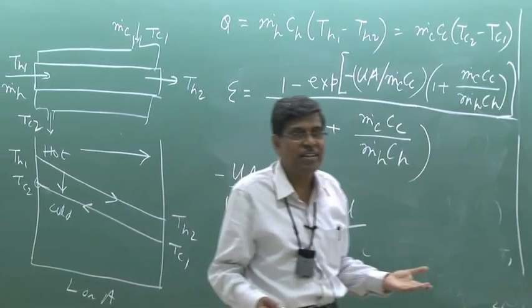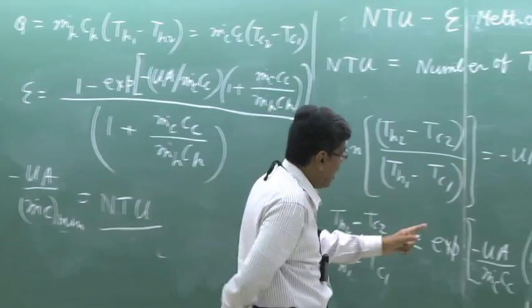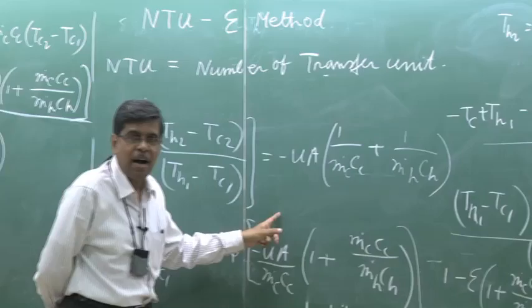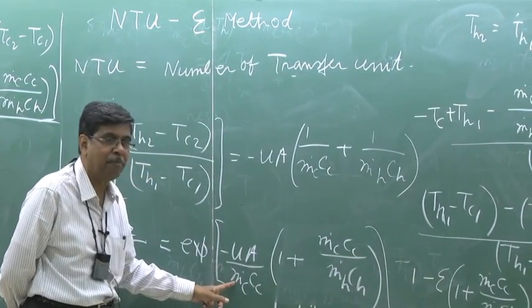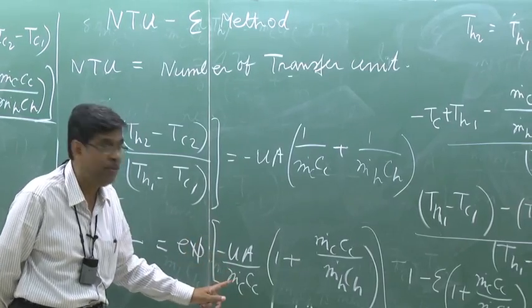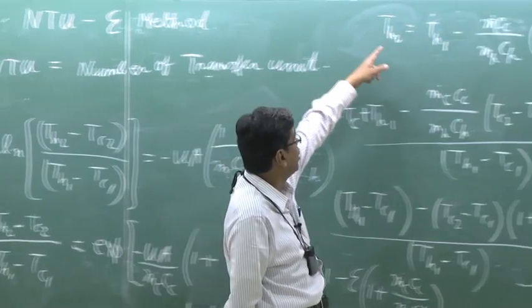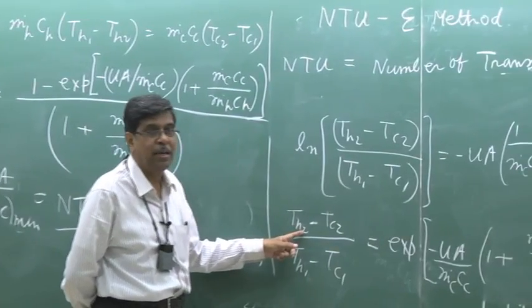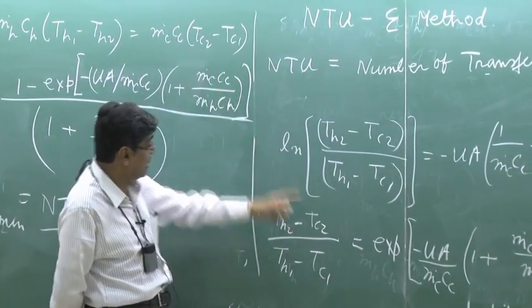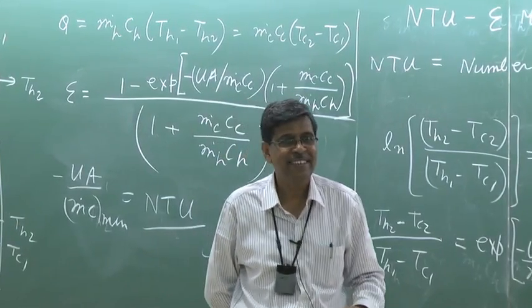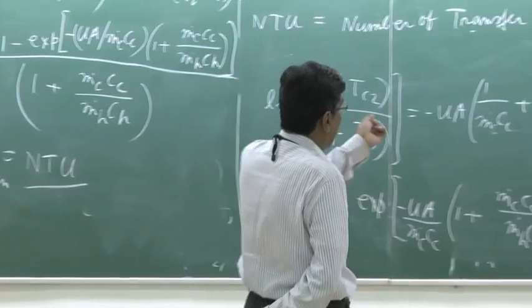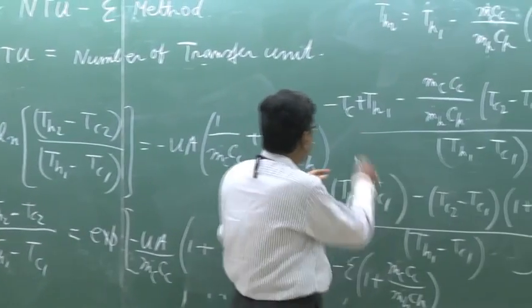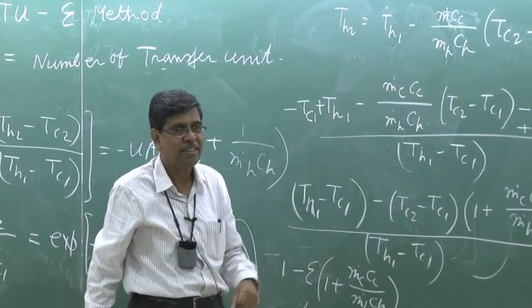But how to do it? Just interchange. Here I will start again. I started with the cold fluid as the minimum fluid; now the hot fluid is the minimum fluid, so I will take m dot h Ch. This is not all. Secondly, Th2 will not be substituted from this equation; that is the second catch. Tc2 will be substituted. And in that case, Tc1 will not be added and subtracted; Th1 will be added and subtracted.